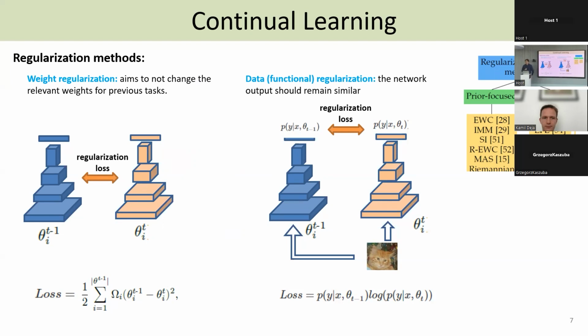Data regularization, also called functional regularization, puts the loss on the output of the network. So in this example here, the probabilities. And when seeing new data, you want the probabilities of the previously seen classes, maybe not present in the current data, to remain the same with your new network. And by using this regularization loss, you prevent forgetting.